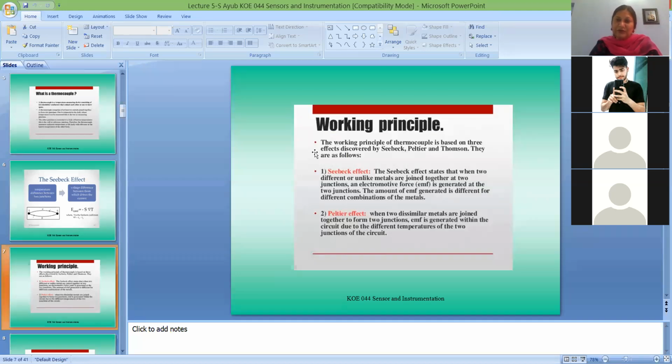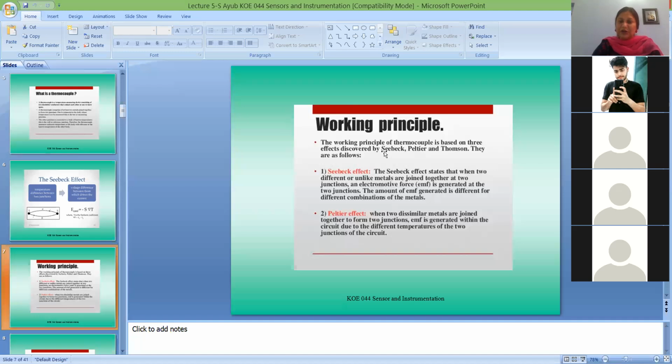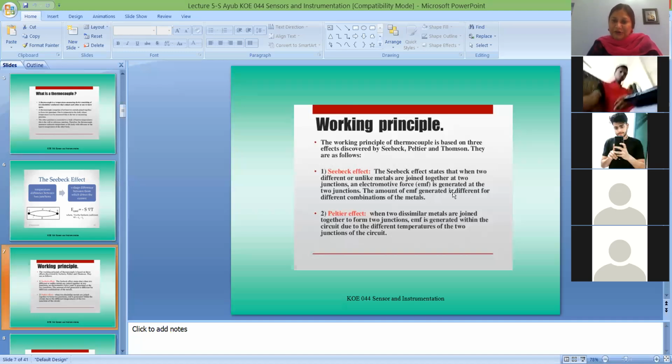They are as follows. Seebeck effect, just we have seen. Seebeck effect states that when two different or unlike metals, both the metals should not be of the same material, they should be of different materials, are joined together at two junctions, an electromotive force, that is voltage EMF, is generated at the two junctions. The amount of EMF generated is different for different combinations of the metals.